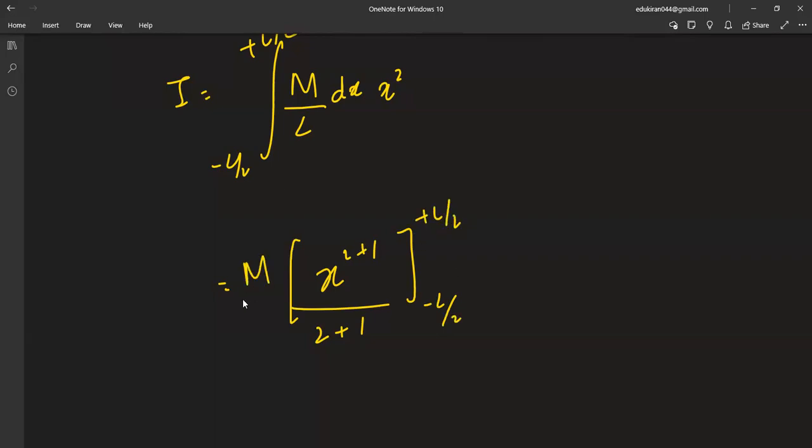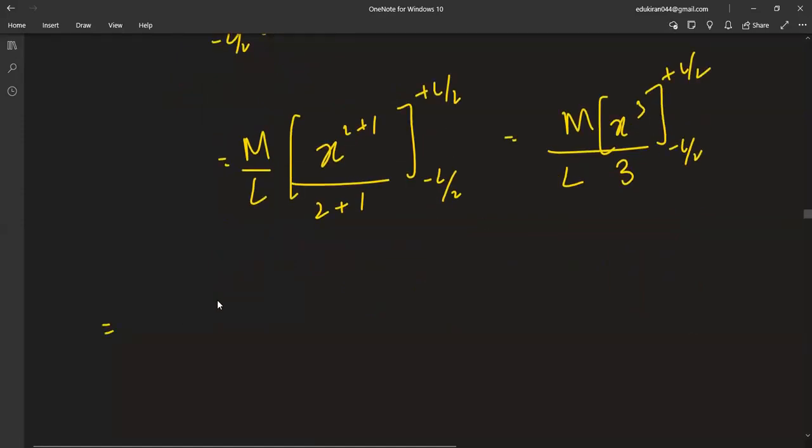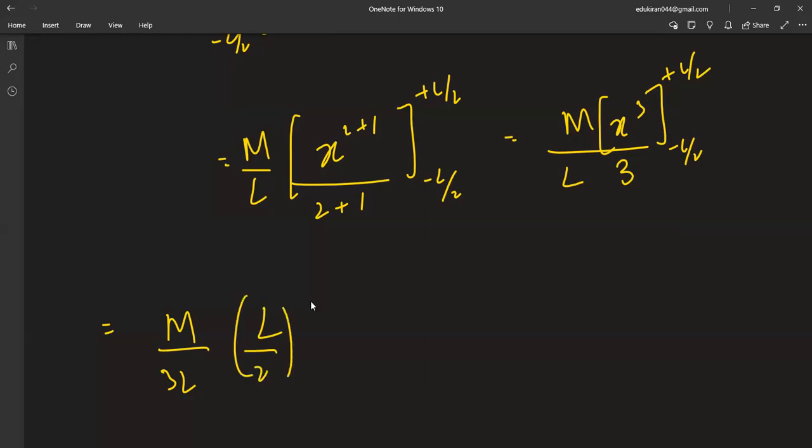What are the constants left in this process? M by L. So this becomes M x cube by 3L, still from minus L by 2 to plus L by 2. Let us put in the limits now. We have solved everything, we just have to put in the limits. So this becomes M by 3L, and the upper limit will come first. So that becomes L by 2 whole cube minus the lower limit, minus L by 2 whole cube.